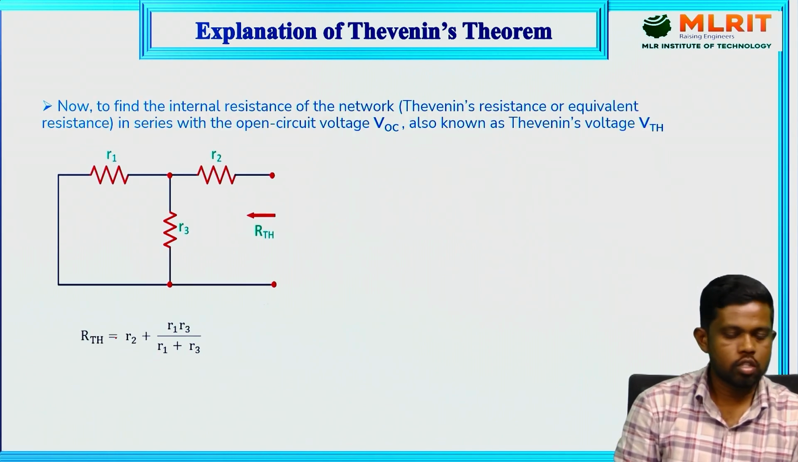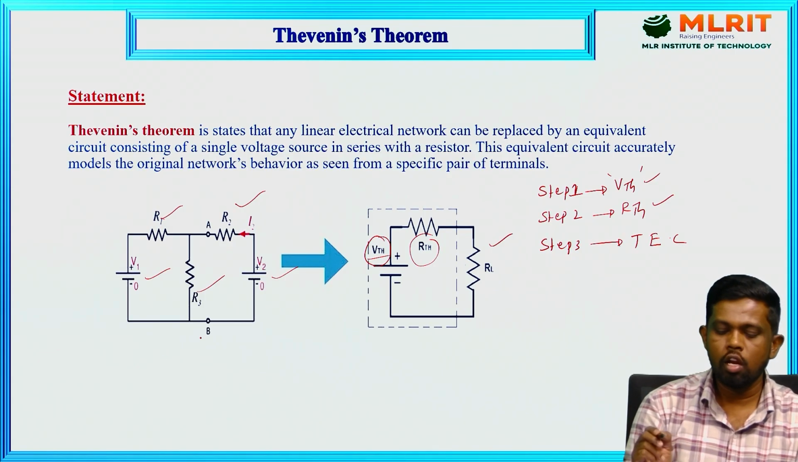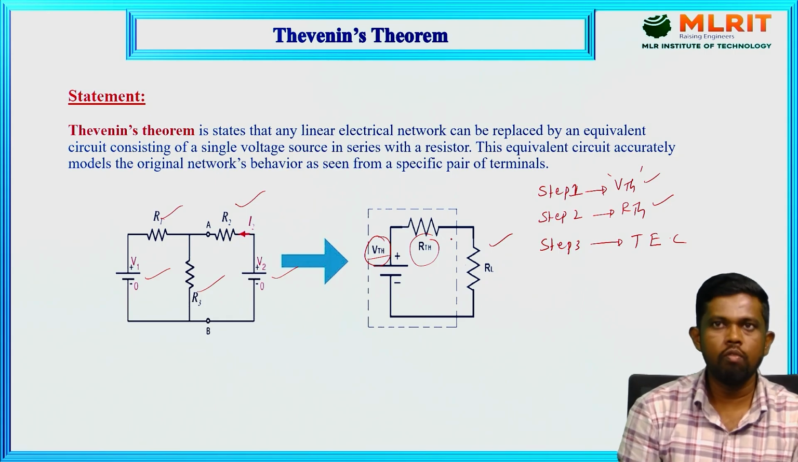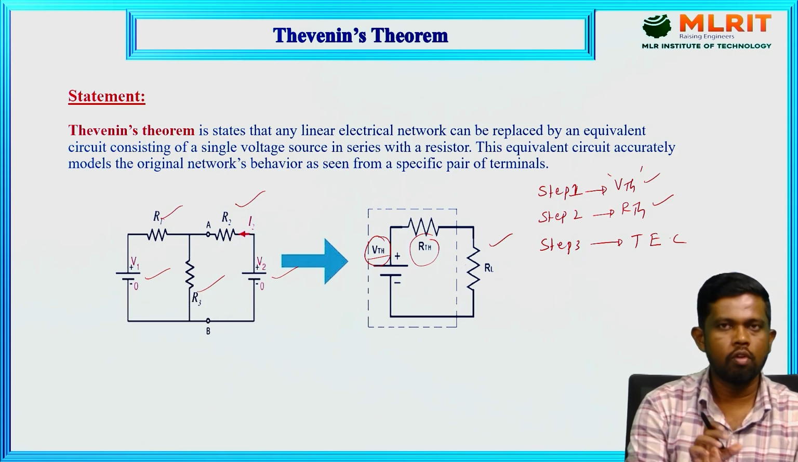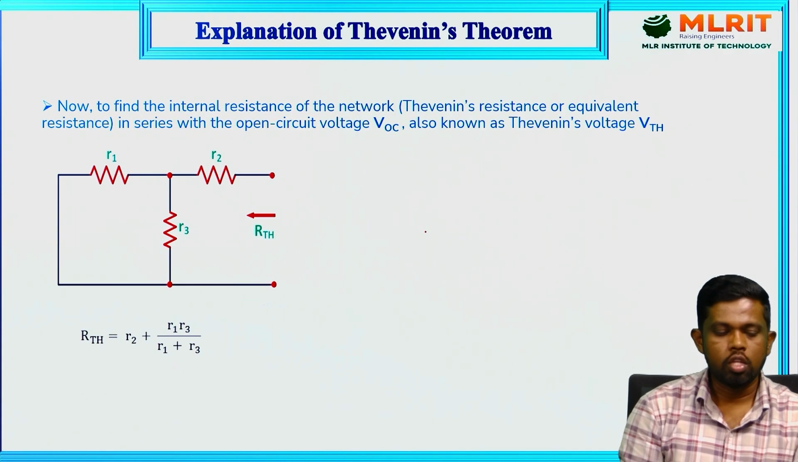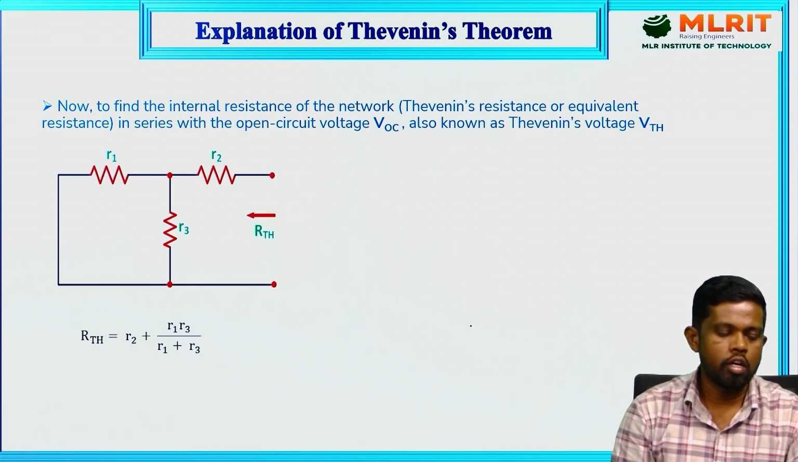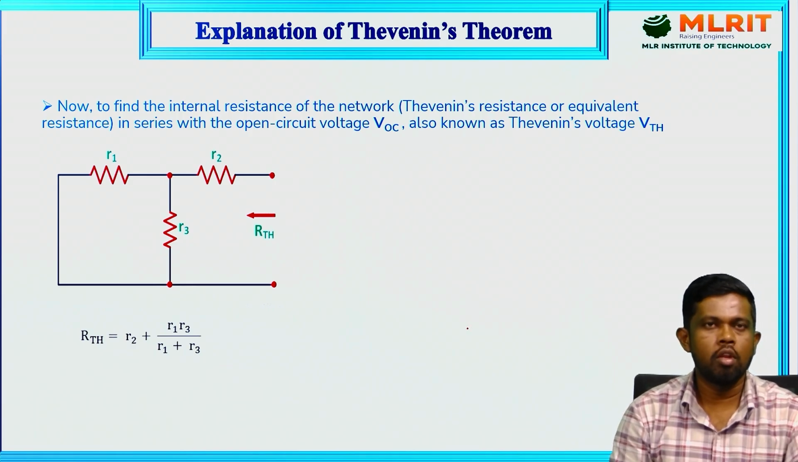Then, the next step is to draw the whole complex network as a single source network. For finding the VTH and also the RTH, only then can we draw this big network as a simple network. We have done the VTH, and the remaining one is the RTH value. There is a certain procedure to get the RTH, the Thevenin resistance, of any network.